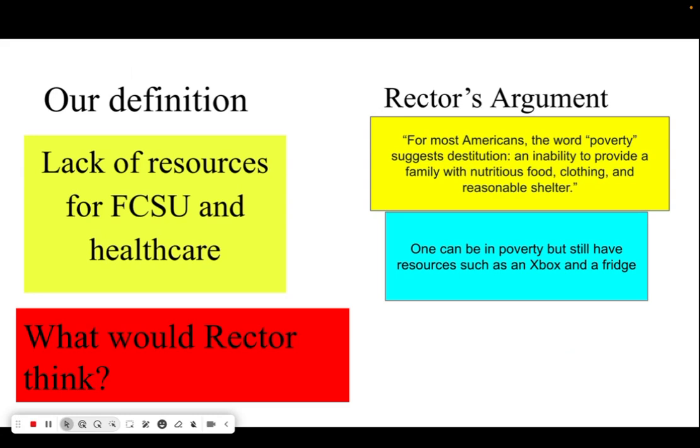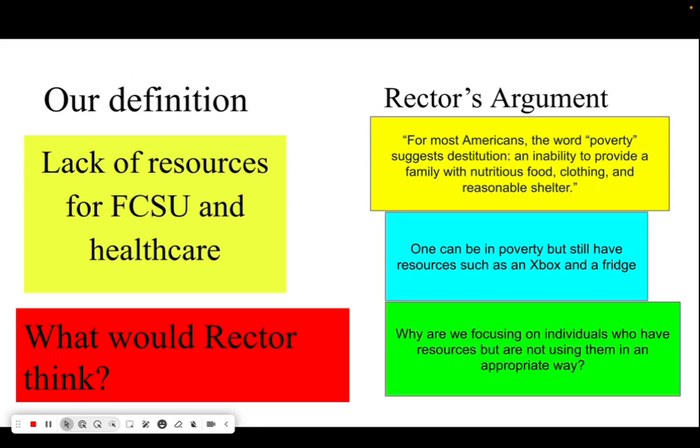One can be in poverty but still have resources such as an Xbox and a fridge. Why are we focusing on individuals who have resources but are not using them in an appropriate way? While there are certainly families that experience severe hardships, such as temporary food shortages or homelessness, the living conditions of the average impoverished household have improved over time. Many amenities that were once considered luxuries are now commonplace, even in poor households, partly due to the decreasing prices for consumer goods over time.